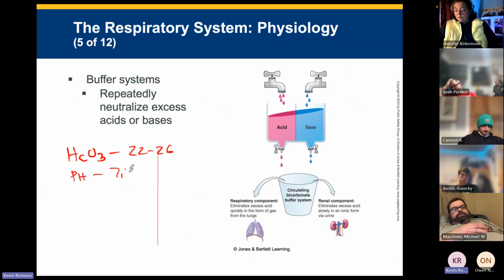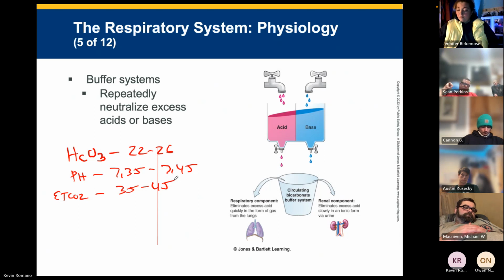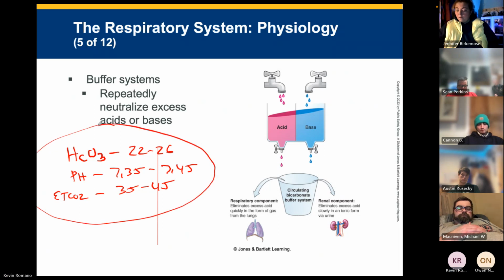Now we know our pH normal range is 7.35 to 7.45, and we know our EtCO2 range is now 35 to 45. If I were you, I would memorize these numbers and know these by heart, because this right here is acid-base balance. And you are going to see this on your National Registry exam.